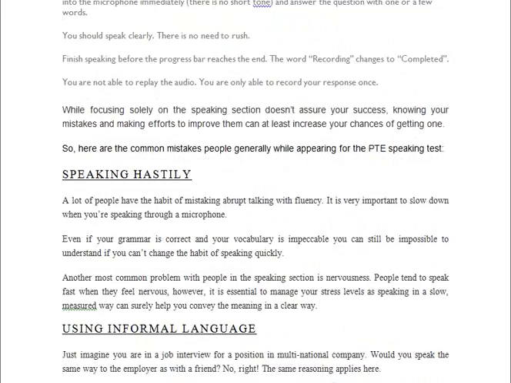Speaking hastily. A lot of people have the habit of talking abruptly and too fast. It is very important to slow down when you are speaking through a microphone. Even if your grammar is correct and your vocabulary is impeccable, you can still be impossible to understand if you cannot change the habit of speaking quickly. Another most common problem in the speaking section is nervousness. People tend to speak fast when they feel nervous. However, it is essential to manage your stress levels, as speaking in a slow, measured way can surely help you convey the message in a clear way.